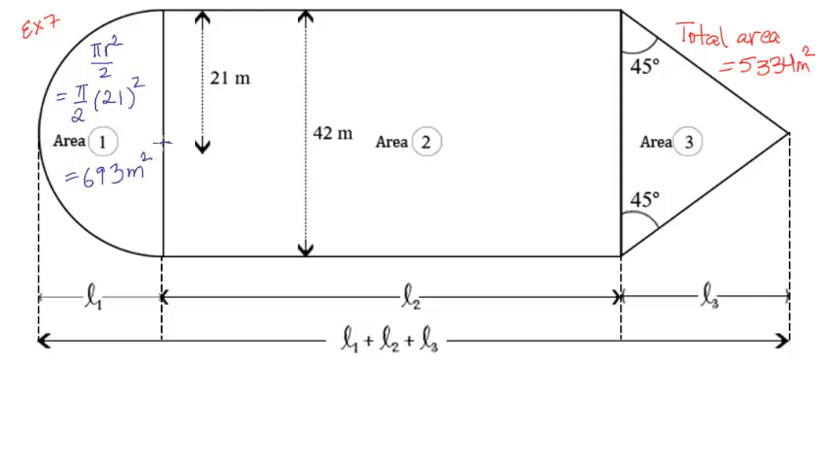Now for the middle area, we don't know what L2 is, but we know the width of the middle area, and the area of a rectangle is length times width, so it will be 42 times L2. Since we don't know L2, it can just be written as 42 L2 meters squared.